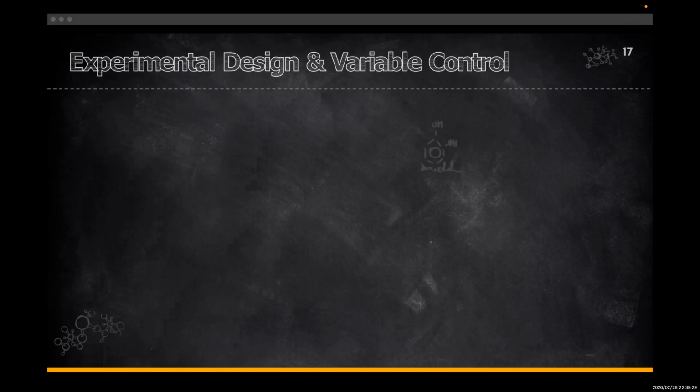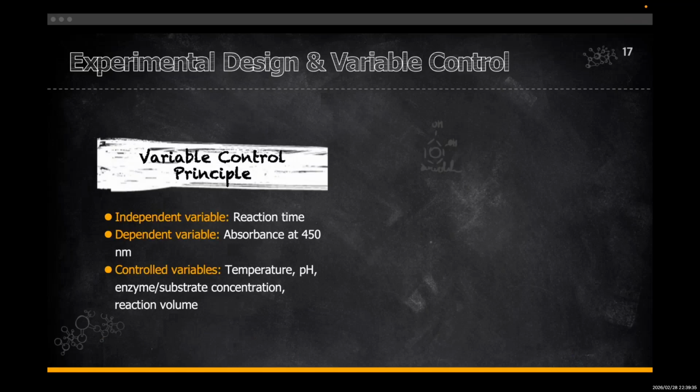A key strength of this experiment is its rigorous design. Let's break down the variable control. The independent variable was the reaction time, 30 seconds, 60 seconds, 90 seconds, and 120 seconds. The dependent variable was the absorbance at 450 nanometer, which correlates with O-nitrophenol production.